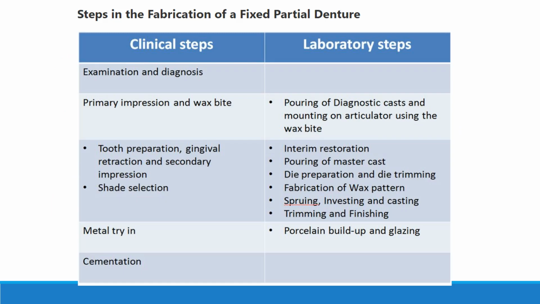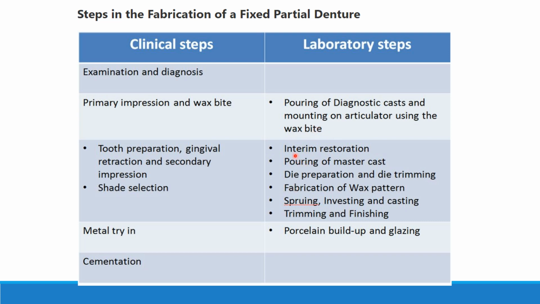Okay, coming to the last slide, steps. Finally, the steps in fabrication of a fixed partial denture, the clinical and the lab steps. So first of all, examination and diagnosis comes, then the preliminary impression and wax bite. Coming to pouring of the diagnostic cast and mounting on the articulator using a wax bite, like we just talked about. Then when the patient comes back, we do tooth preparation, gingival retraction, secondary impression, shade selection. Usually we would do the shade selection even before.